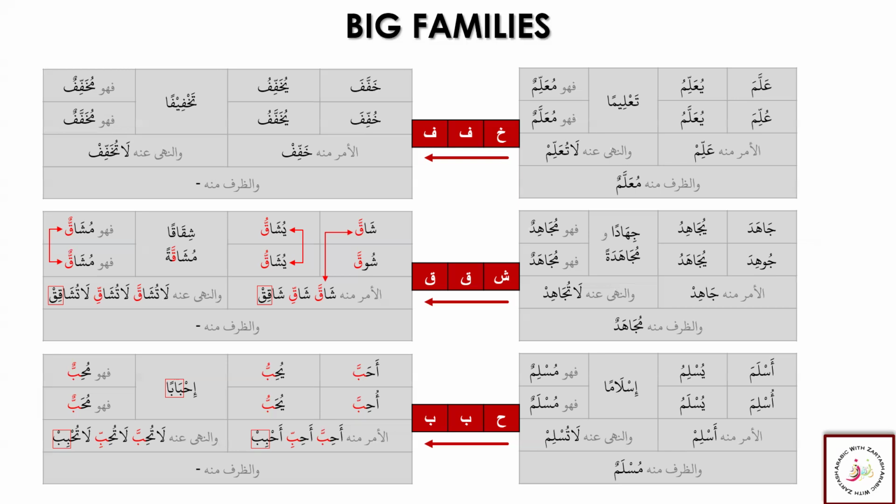For khafafa, you know that the second and third root letters are the same. It will have no irregularity. خفف يخفف تخفيفا فهو مخفف خفف يخفف تخفيفا فهو مخفف الأمر منه أخفف والنهي عنه لا تخفف وظرف منه مخفف.